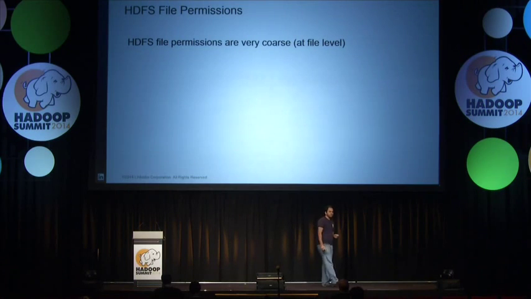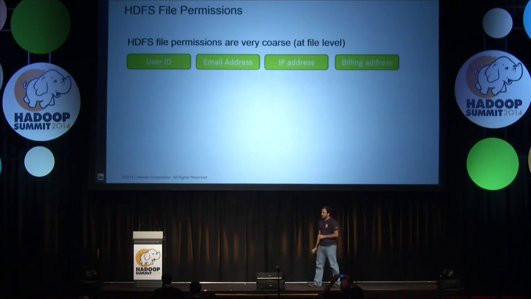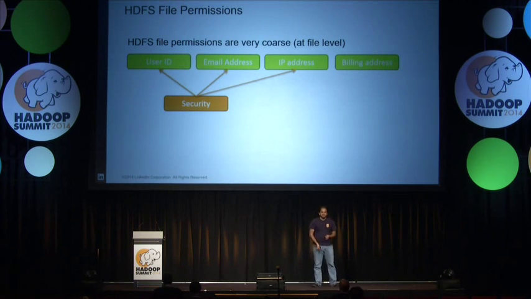Talking about HDFS file permissions, first, they are very coarse. They are file level. Let's take this simple example. Say you have a table with a user ID, email address, IP address, and a billing address. You have a security team that may be interested in user ID, email address, and IP address, because they want to do fraud analysis, fake account detection, those kinds of things.